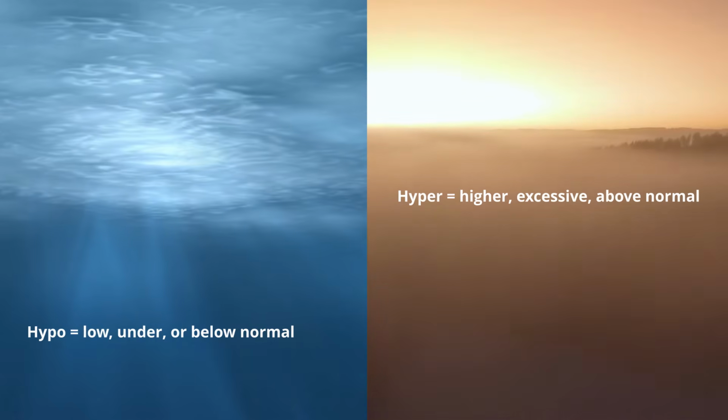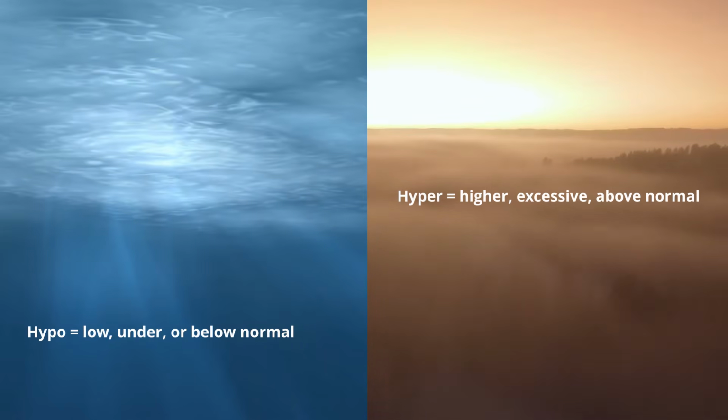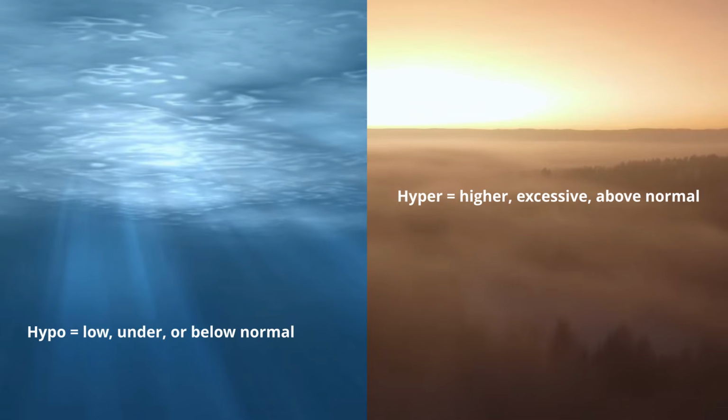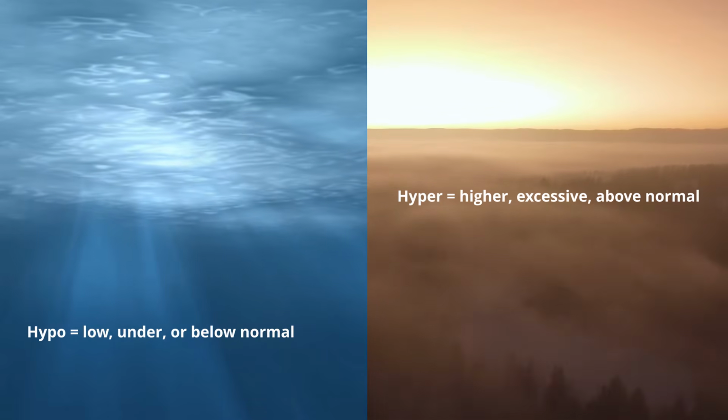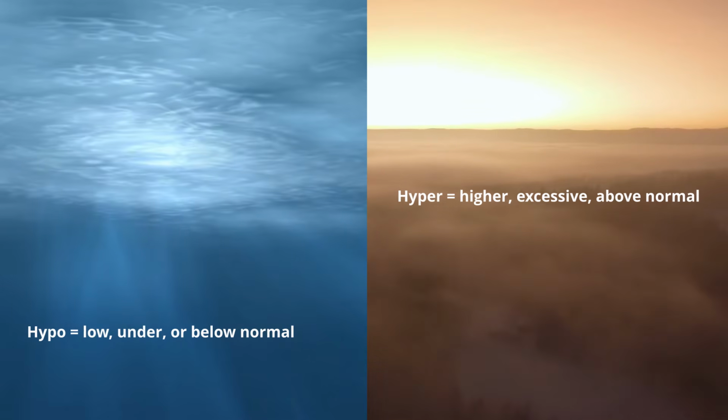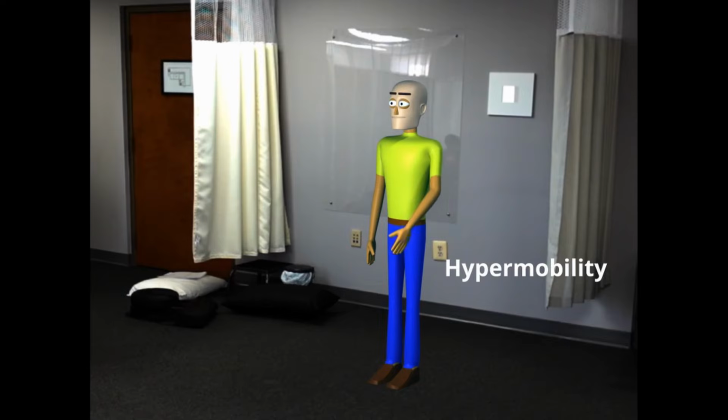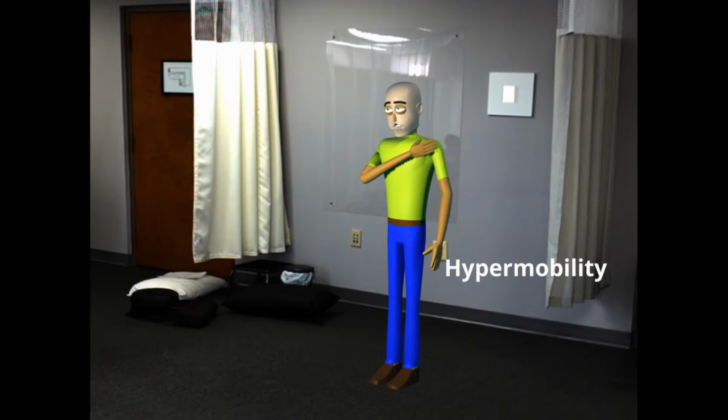Frequently in physical therapy, we encounter situations where motion is not normal. We either have hypo, or below normal motion, or hyper, above normal motion. Hypermobility results when the structures surrounding the joint don't provide the proper stability. This can be congenital or it can happen as a result of trauma. In either case, motion usually exceeds the expected norms.